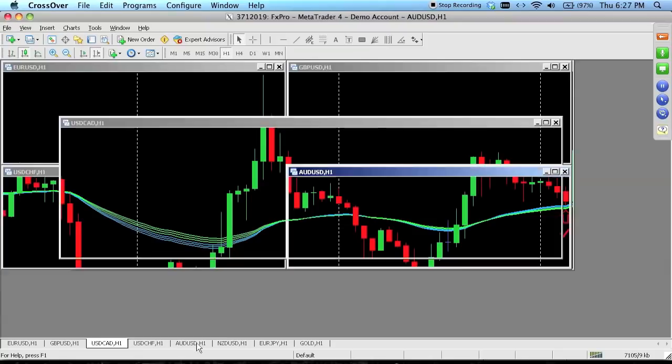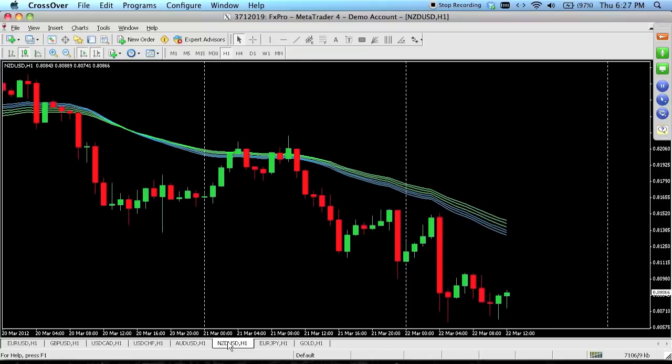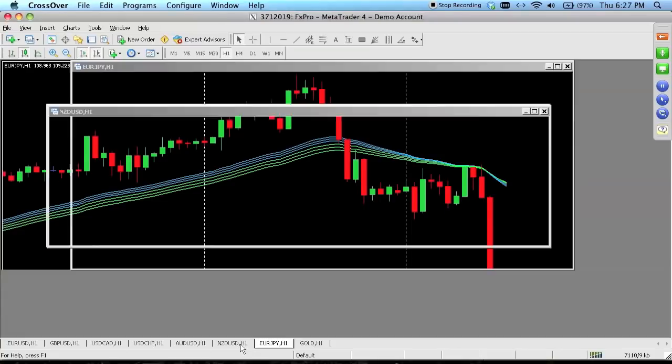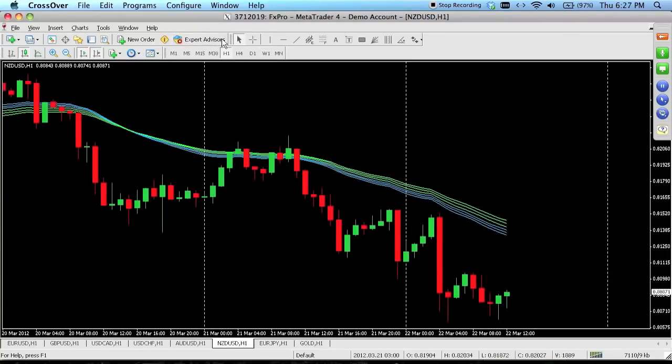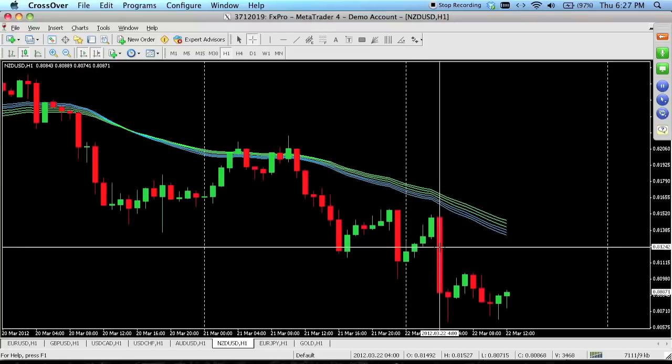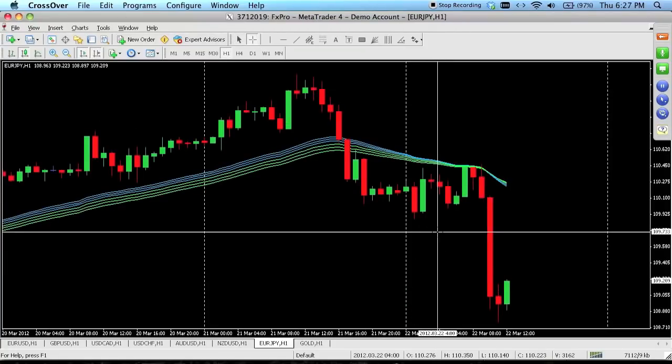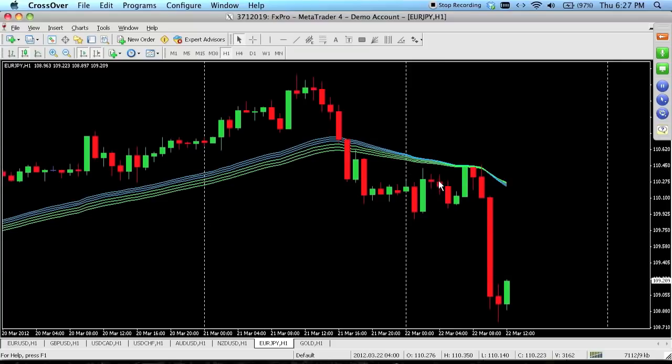We have a touch on Aussie dollar. Let's take a look further down. New Zealand dollar. No touch, but the market did go in the same direction. Euro yen. Okay. What time was this? Put this all together. We have a sell at 4 o'clock. Euro yen. Let's take a look at 4 o'clock on my screen. Okay, we have a small sell, not too much. Okay, so profit there as well.